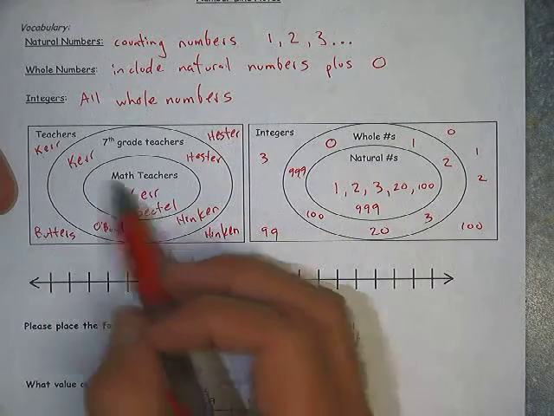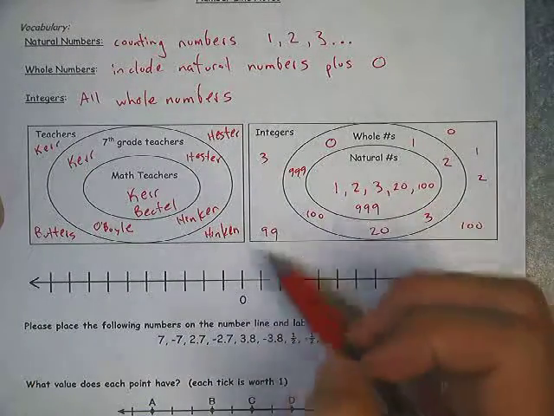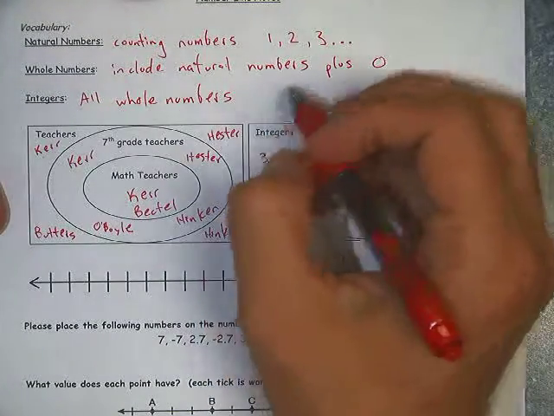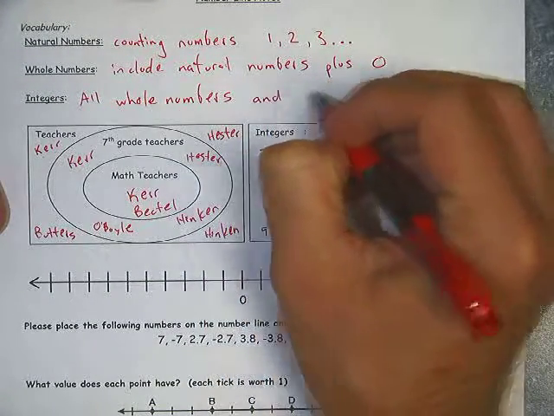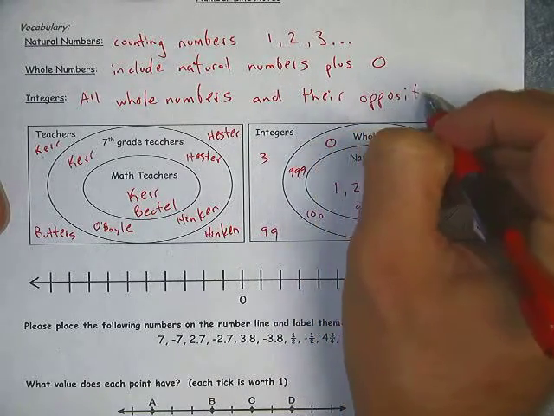It's included in everything. Just like everything in here, Kerr was a teacher. Even though Kerr is a math teacher, he still falls under the bigger teacher spectrum. So integers is the bigger category. All of this fits into integers, but it's not just whole numbers.